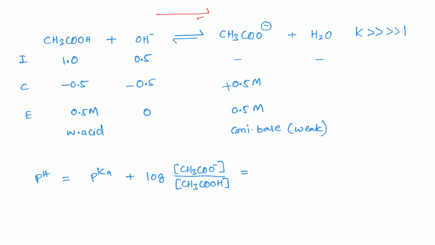The pKa for acetic acid is 4.75 plus the log of concentration of acetate ion, which is 0.5 molar, divided by concentration of acetic acid, that is 0.5 molar. If we do the math, we get pH is equal to 4.75. So this is how we calculate the pH of a mixture containing a weak acid and a strong base.